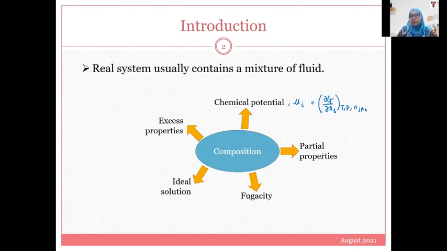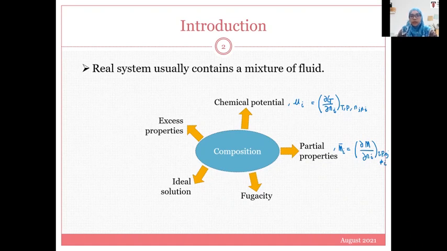The next property is partial properties. Partial properties describe the change of the overall thermodynamic properties due to the change of the mole composition. It is denoted by M bar i for species i, equal to the partial derivative of nM, the total thermodynamic property, over the partial derivative of n_i at constant T, P, and n_j, where j is not equal to i.